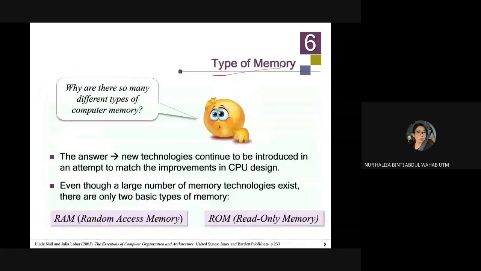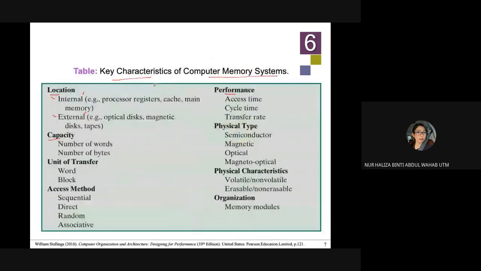So, types of memory. Why are there so many different types of computer memory? The answer: new technology continues to be introduced in an attempt to match the improvement in your CPU. When you want to improve, you introduce new memory. So memory becomes bigger and bigger, and more numerous. That's why it looks like there is too much memory that you need to memorize.